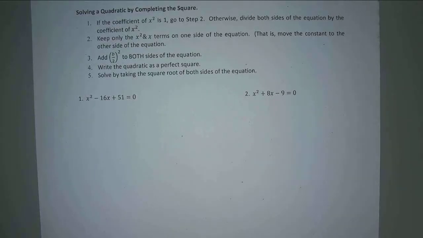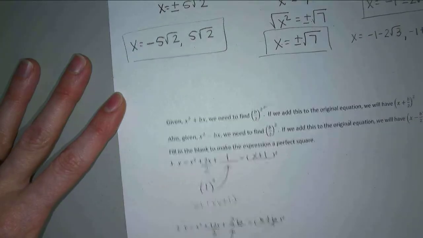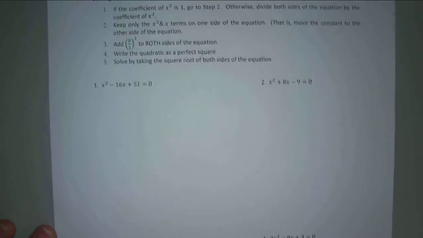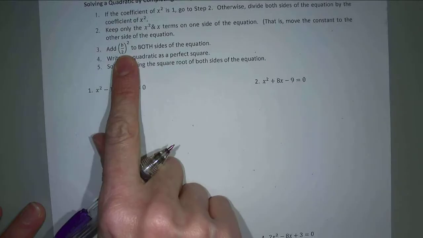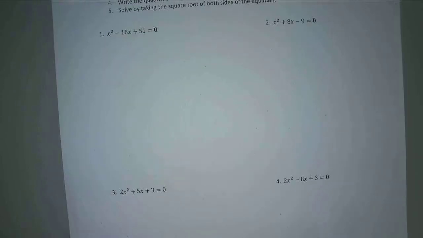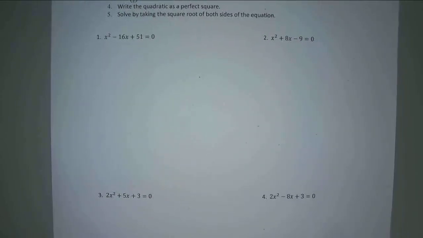All right, number 2, keep just the terms that have x, the x squared and the x, kind of like what we had right here. See how we just had those two? We're going to keep just those x terms on the left, and we're going to move the constants to the right. And then we're going to complete the square. So we're going to do the b divided by 2, but whatever we add to the left, we're going to add to the right, and you'll see what happens. So it's easier to just kind of do it. So let's just jump right in with number 1, guys, okay?